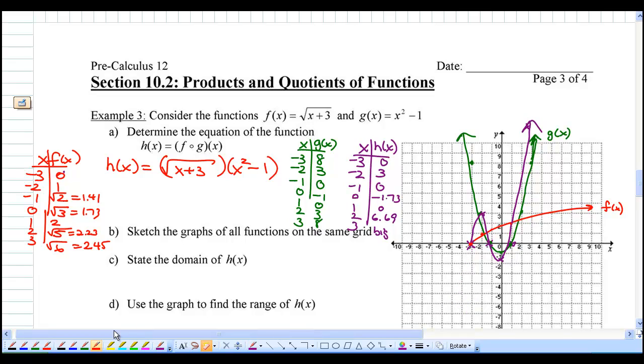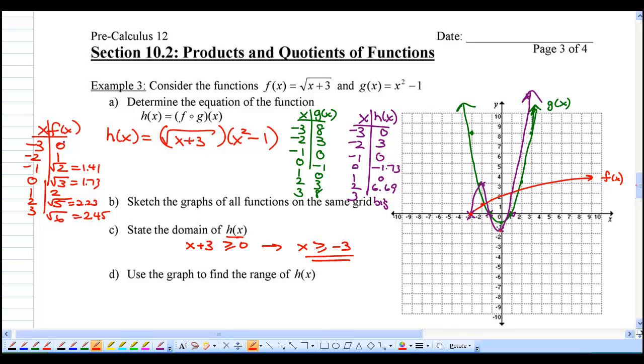Because if I look at the domain of h of x, it has to follow the domain of each of these. The domain of g of x, of course, is all real numbers, the parabola. But the domain of the square root function, well, guess what? We have here x plus 3. The stuff underneath the square root has to be bigger than or equal to 0, and therefore x must be greater than or equal to negative 3. And that applies to h of x as well. Okay? Use the graph to find the range. Well, it looks like the minimum is right there at x equals 0. So it looks to me that the range is about something like this.